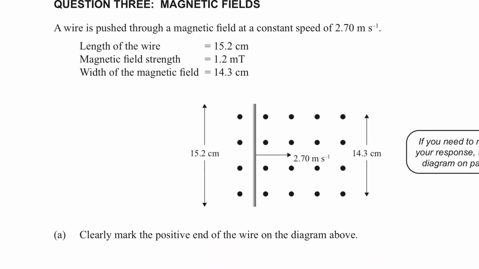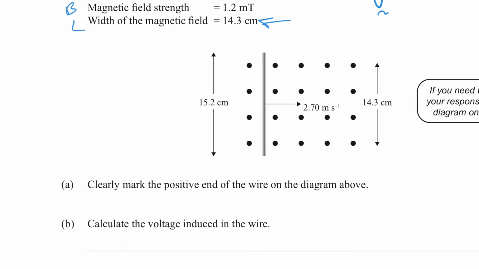Third, magnetic fields. A wire is pushed through a magnetic field at a constant speed of 2.70 meters per second. There's our velocity. We've got the length of the wire, L, magnetic field strength, B, and width of the magnetic field, 14.3. So usually this is your value, length of wire, that you would use, and not this one for any calculations, because it's the length of the wire that crosses the magnetic field. Let's see where we go with this.